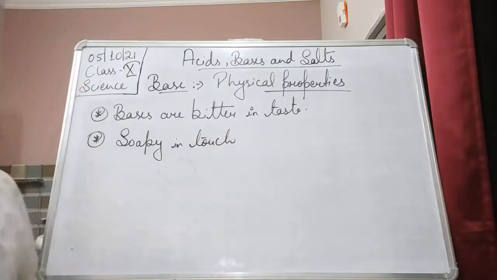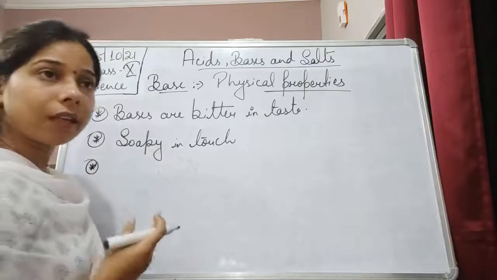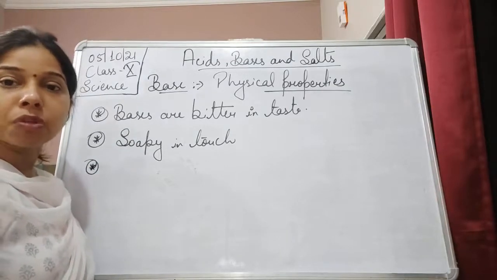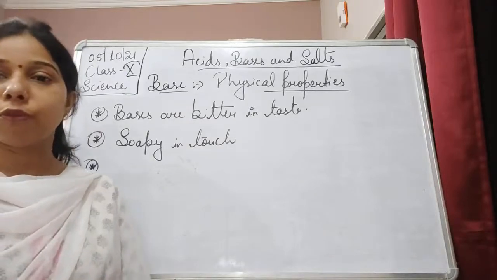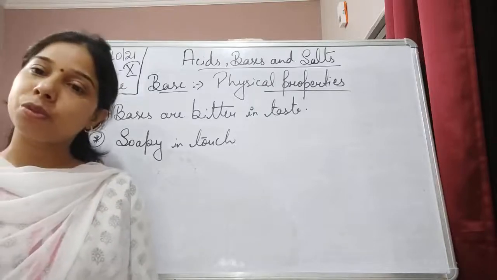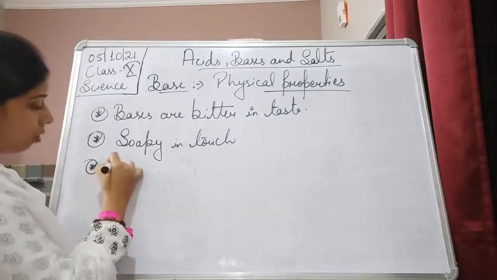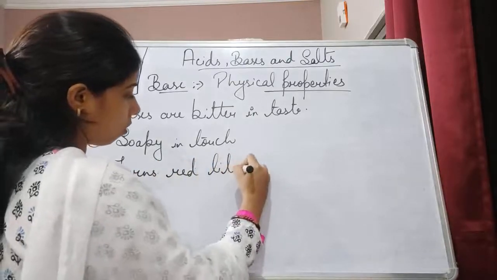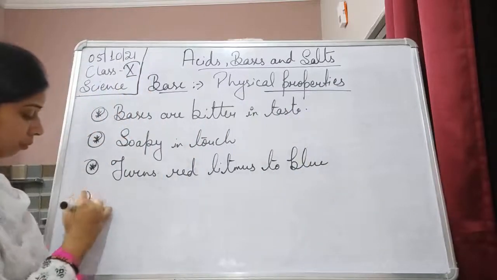What about the litmus one? Generally, it turns red litmus paper to blue. If we take a red litmus paper and dip it in the base, it will change to blue color, which proves that it is basic in nature. And if you take a litmus solution and add base to it, again it will turn its color to blue. So, turns red litmus to blue.